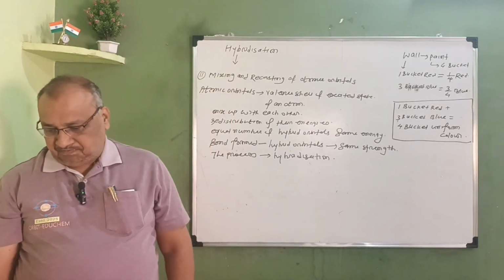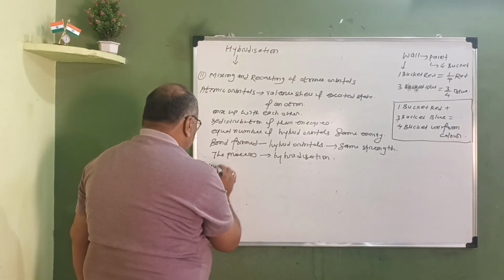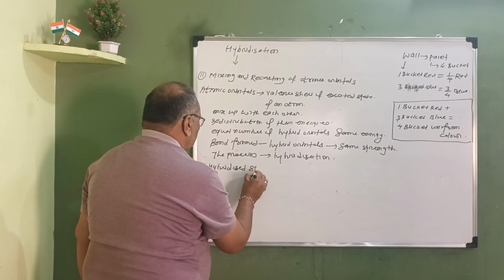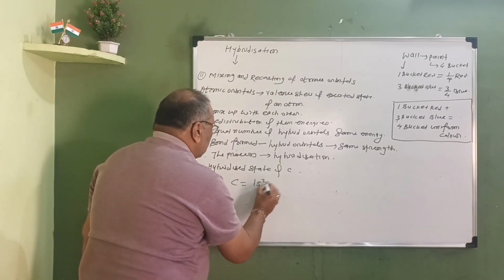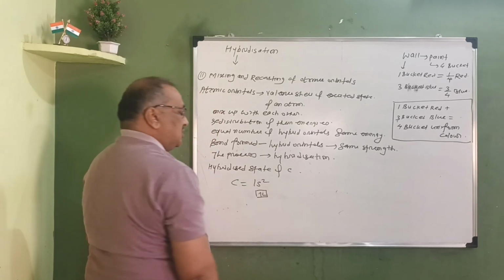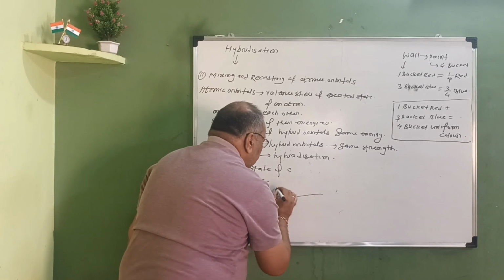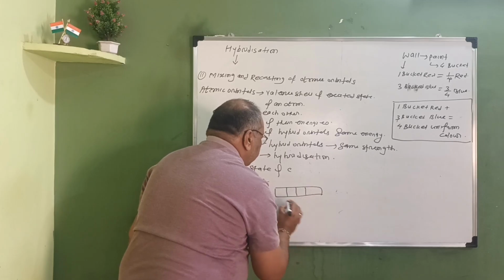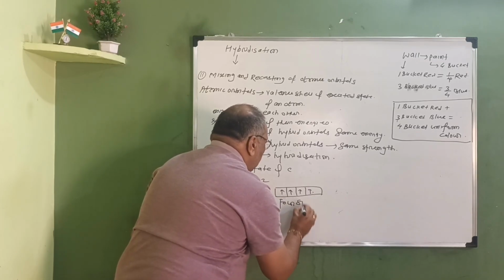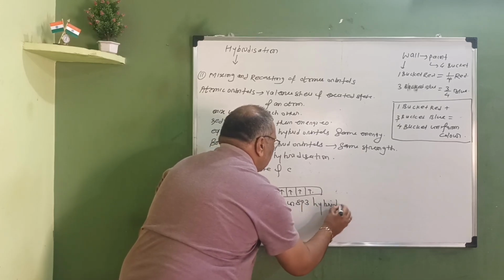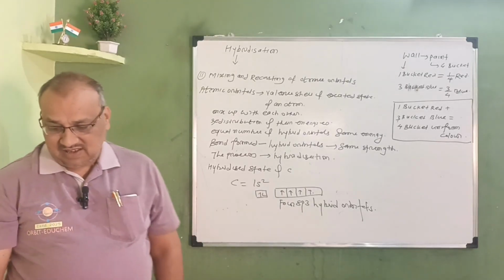Now we have the hybridized state of carbon, that is, 1s2 is the inner shell, therefore this remains as it is, and your 2s and 2p atomic orbitals are mixed together, and here you will get 4 sp3 hybrid orbitals, and here the type of hybridization is sp3.